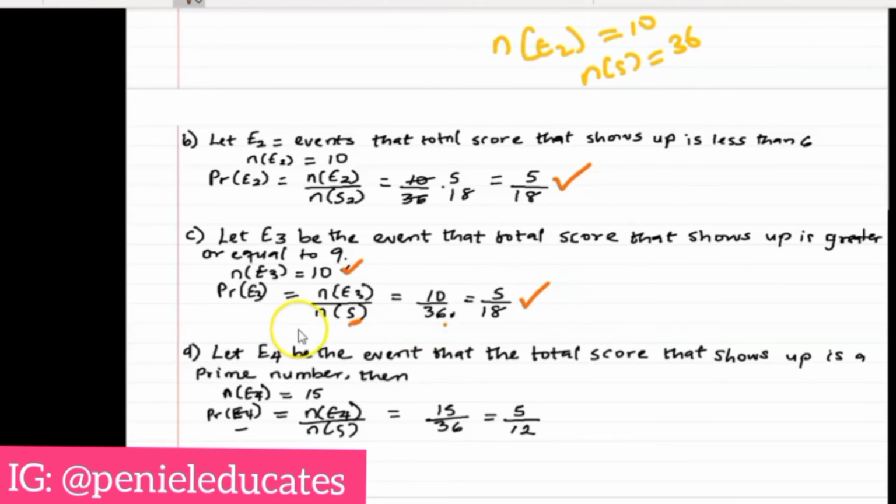All right, so then we want to find the probability that the total score that shows up is a prime number. A prime number is any number that is divisible by 1 and itself. Meanwhile, 0 and 1 are not prime numbers. So let us look at the total score that shows up being a prime number.